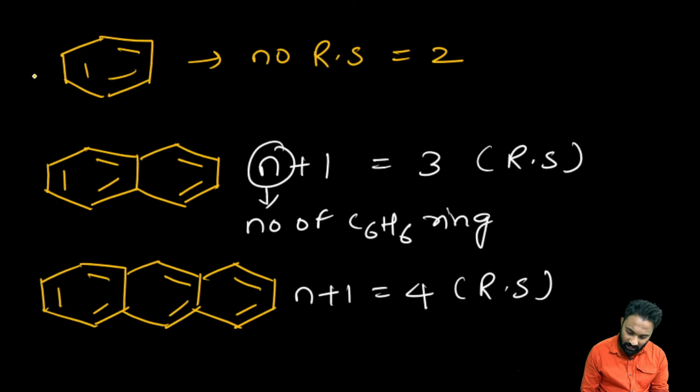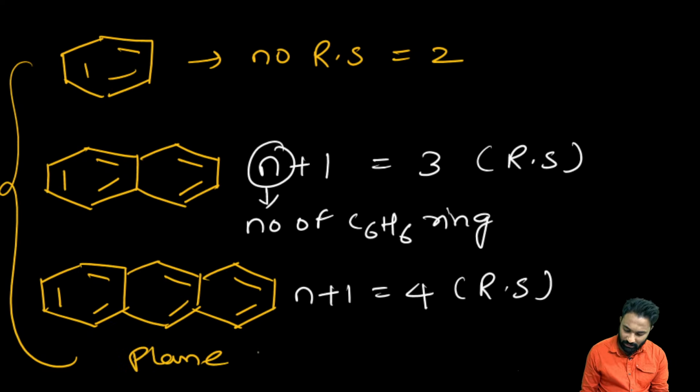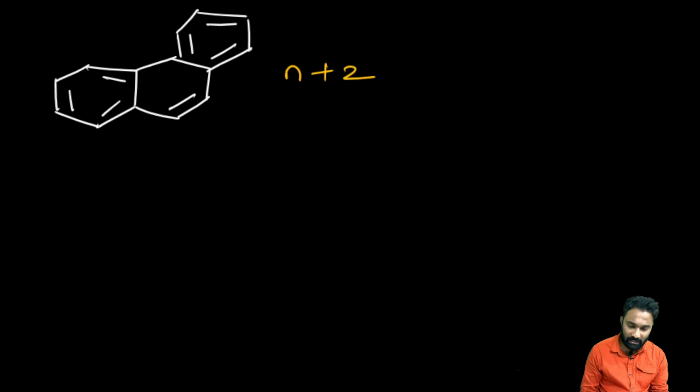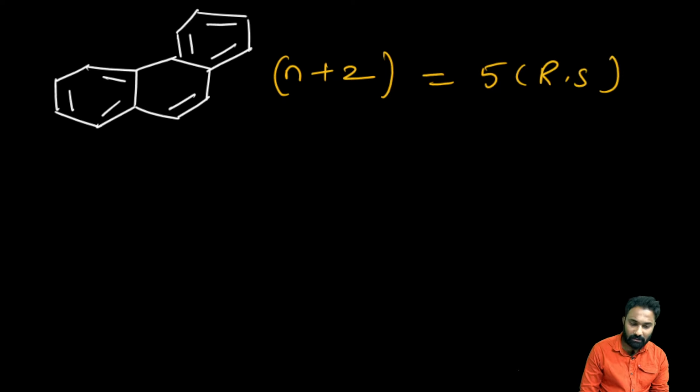So for these 3, n plus 1 will give you the resonating structures. But when it comes to this one, it is not in the plane. When it is not in the plane, that is the reason the number of resonating structures will be n plus 2. Then the number of resonating structures for this one will be 5. So 5 resonating structures are possible for this one.